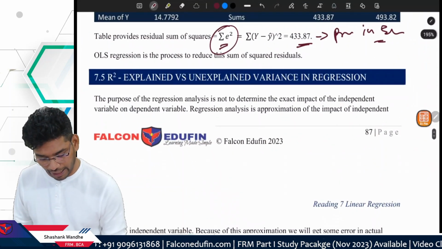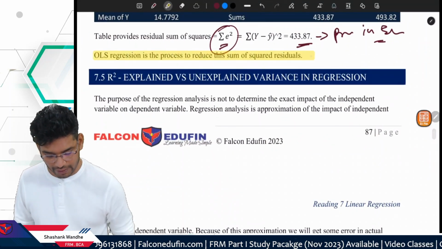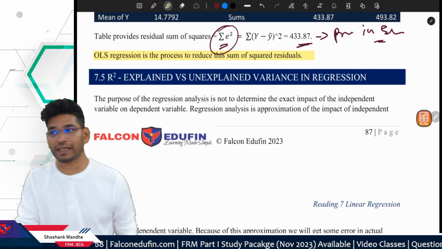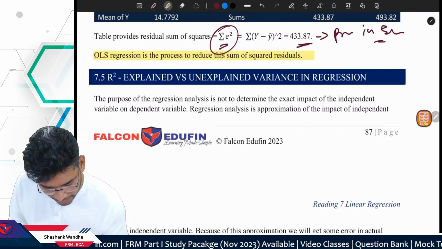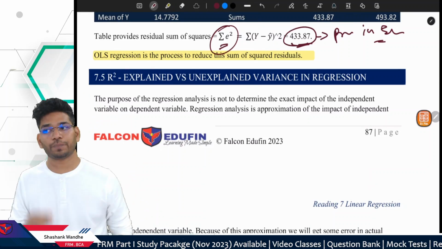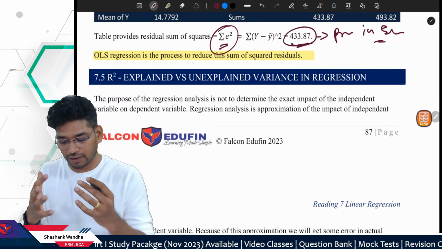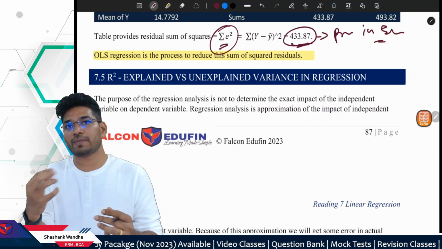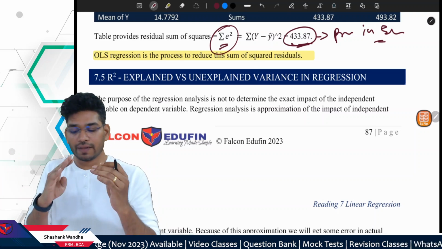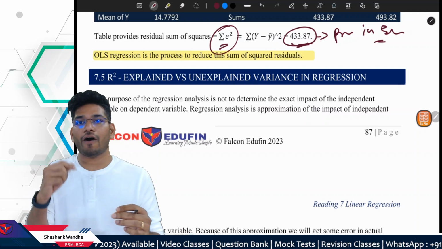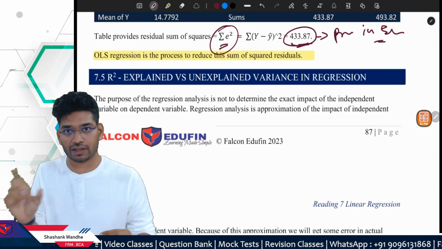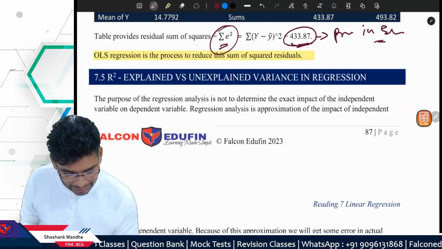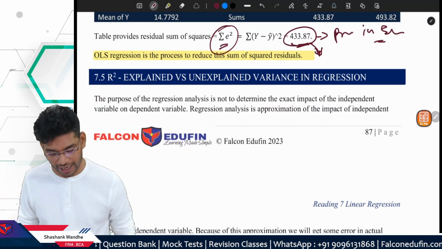Now, the aim of the OLS, this is the meaning of OLS. So aim of the OLS regression is to reduce the sum of squared residuals. Reduce this particular value. Error is that term which says, okay, this much error is left in your model. This much part of this particular relationship between the y and x is not explained by x using this particular model. And the aim is to reduce this error as much as possible.